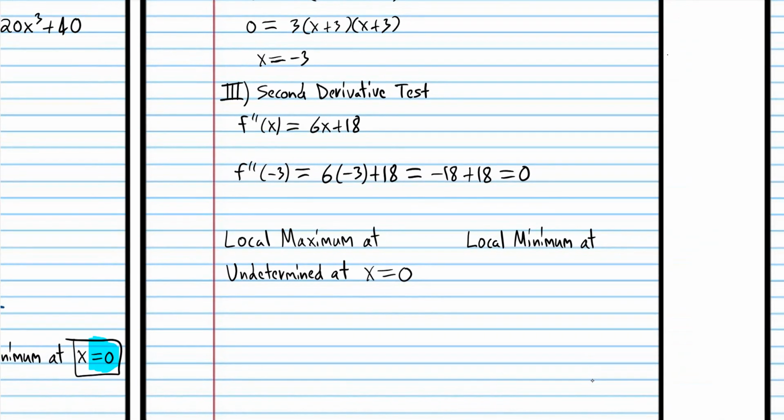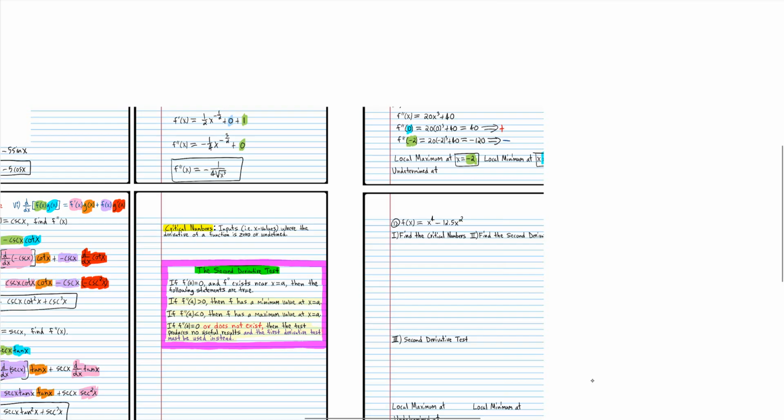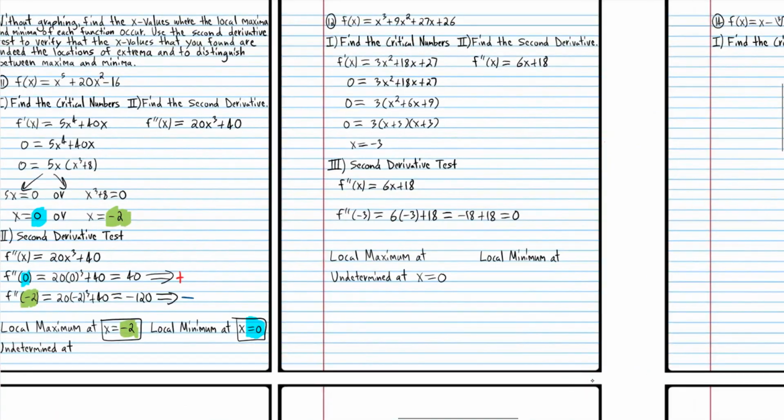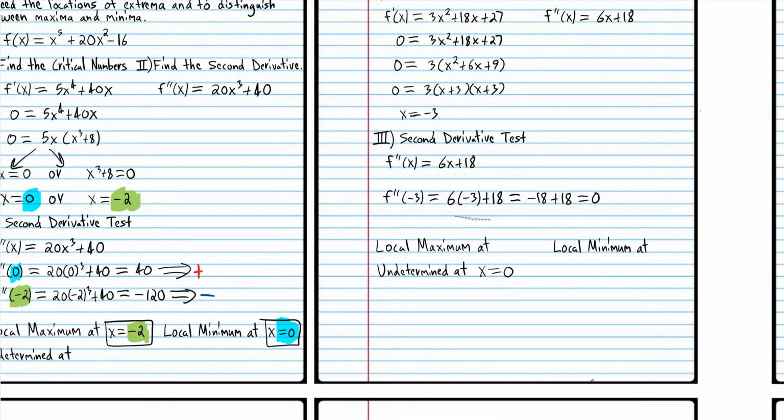So what do we do? Well, we go to the first derivative test. See here it says if f double prime equals 0 or it doesn't exist, then the test produces no useful results and the first derivative test must be used instead. Now we're not going to do that. We're not going to use the first derivative test. We could, it wouldn't take very long, but in fact maybe we should just go ahead and do that. We have plenty of room here.